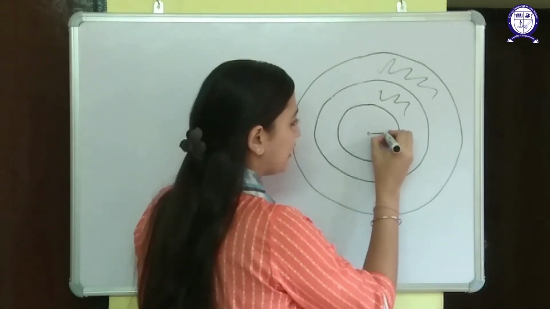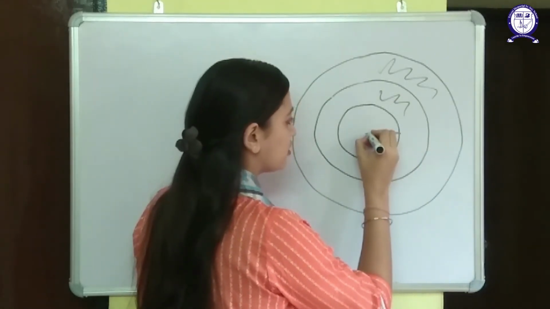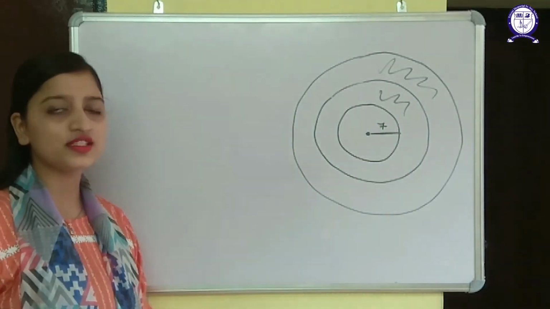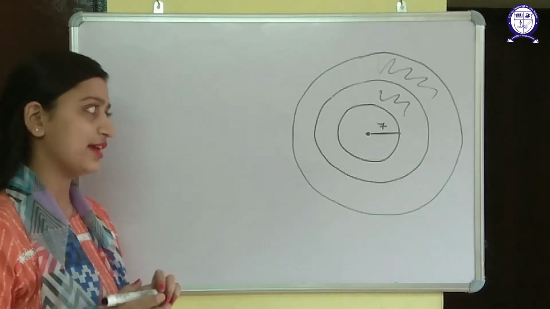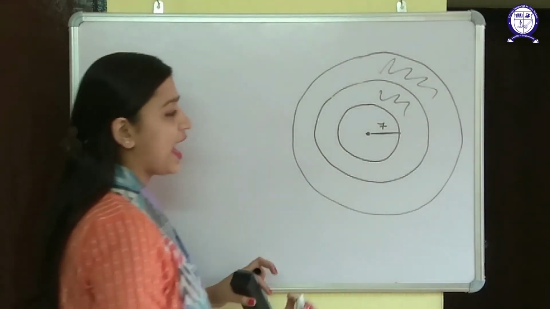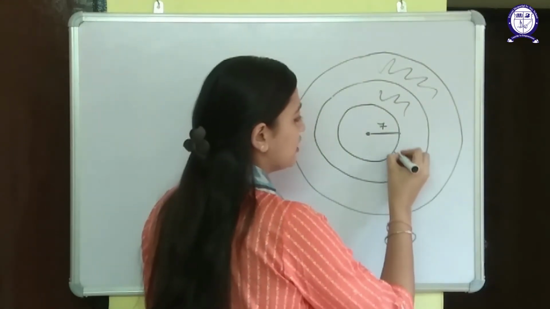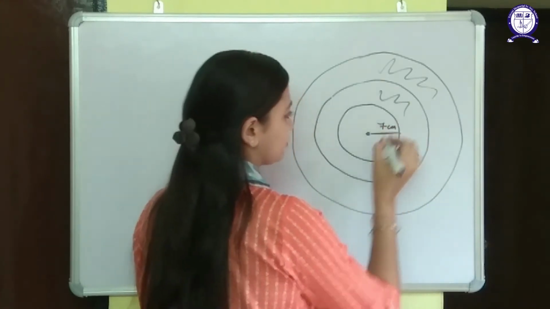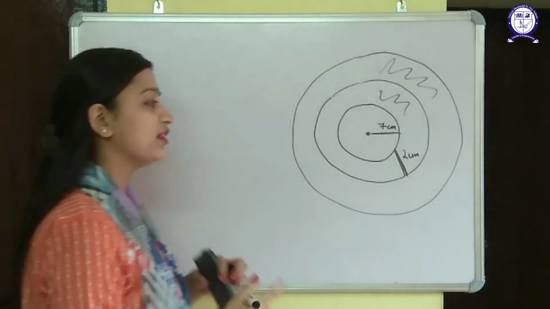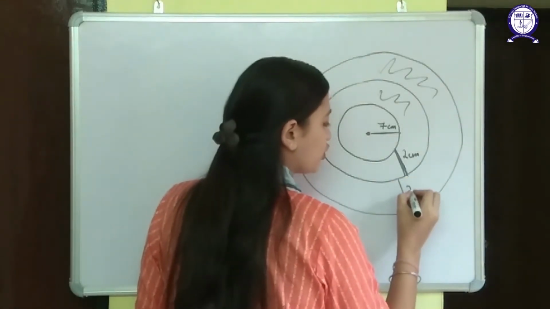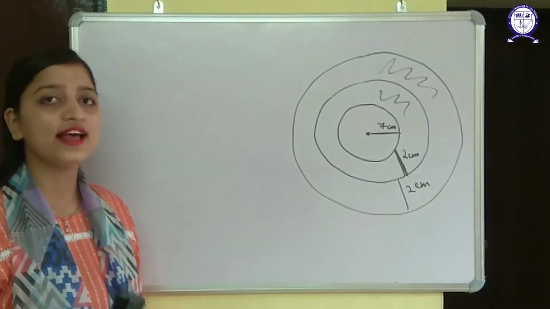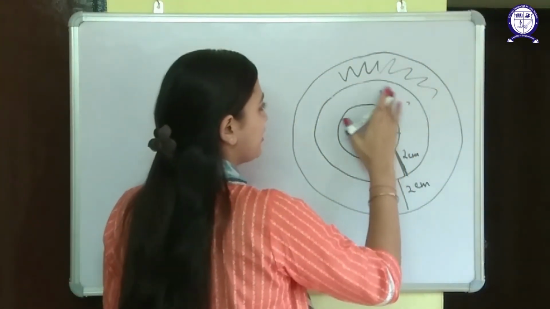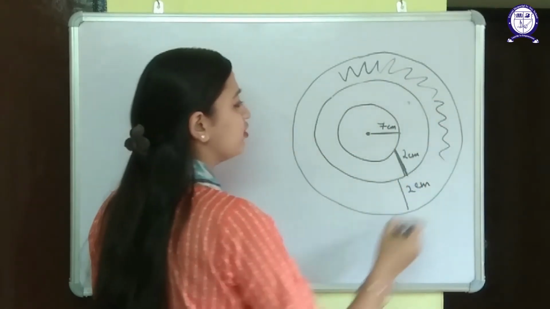Suppose the radius of this circle is 7 centimeters. Suppose that the radius of this middle circle is 7 centimeters. Now it says that the width of the second circle is 2 centimeters. Okay, and the width of the next circle is also 2 centimeters. And the question says find the area of the third region, that is this one. Okay, the question is asking for the area of this portion.